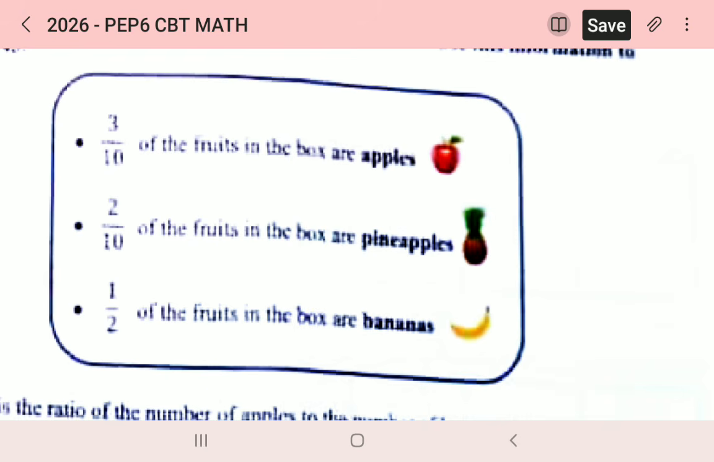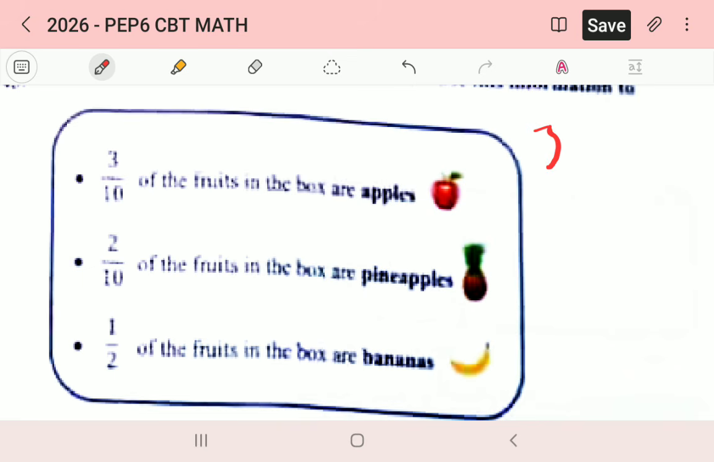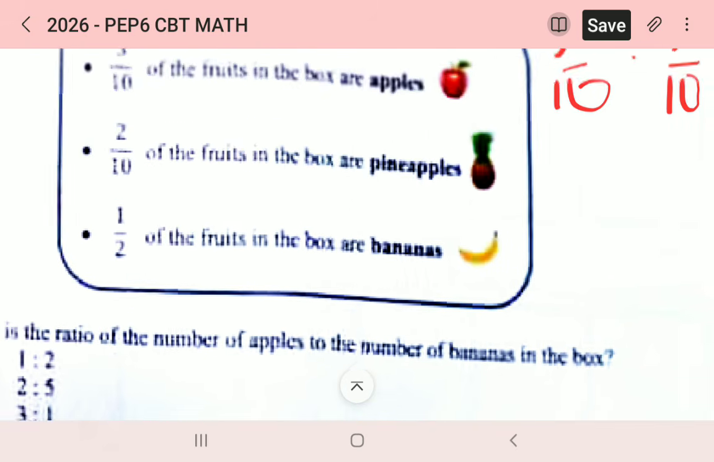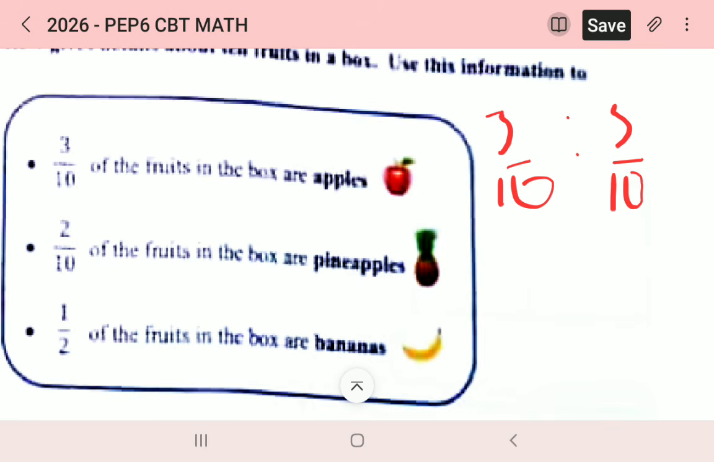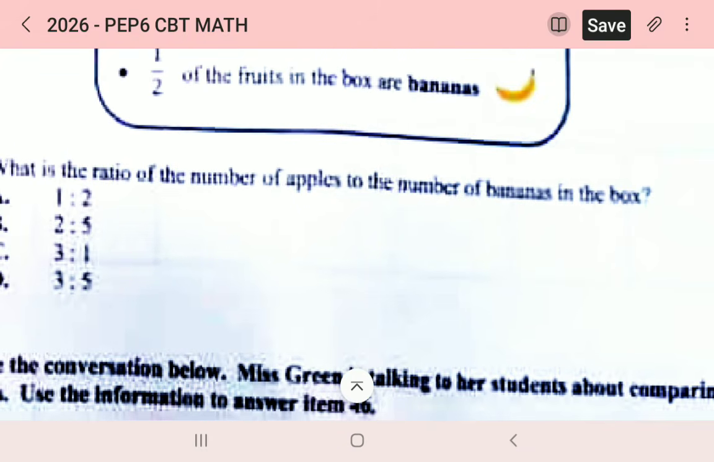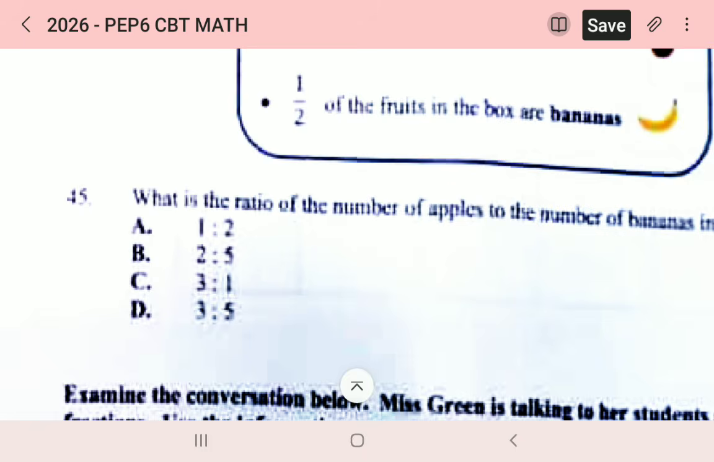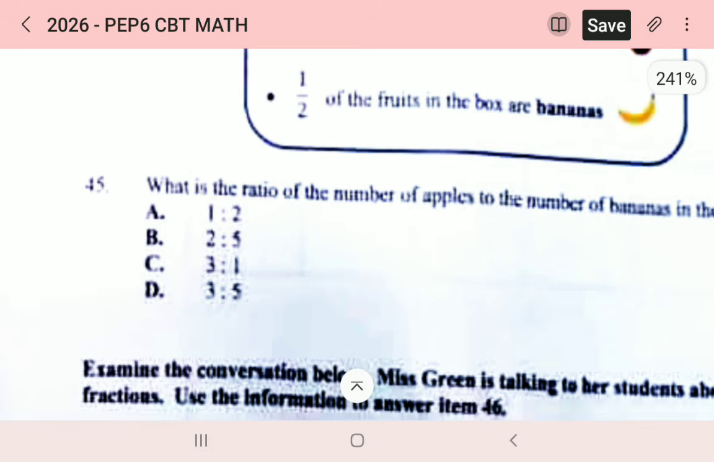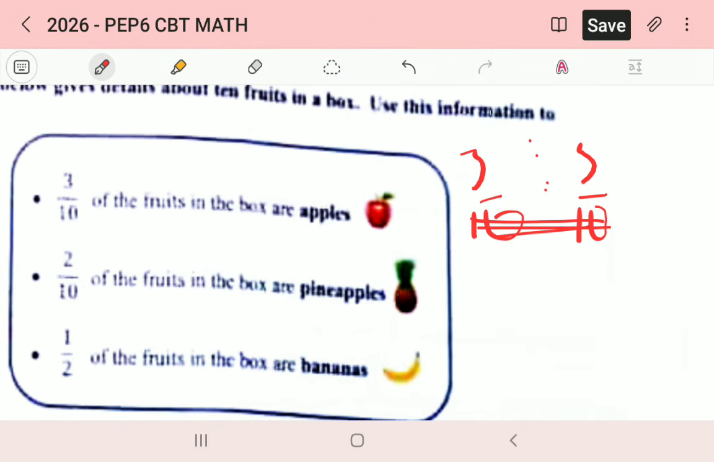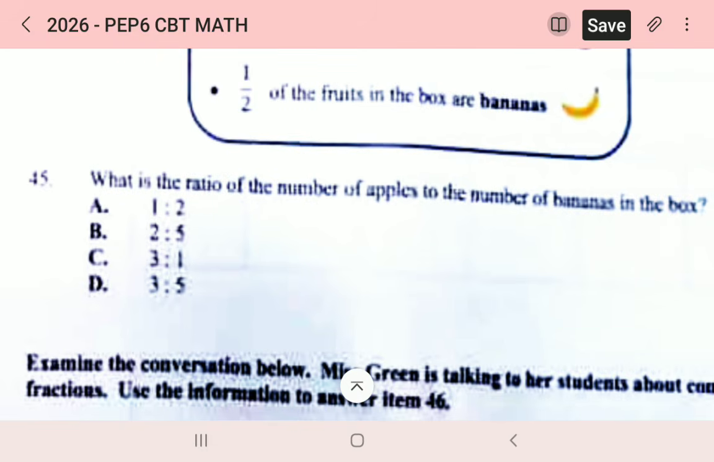So this is simply saying apple is 3 out of 10, while banana is 5 out of 10, because banana is 1/2. What's the ratio of apples to bananas? What is the ratio of apples to bananas in the box? What did you get? Do you have 3 to 5? All right, 3 to 5 is at D.